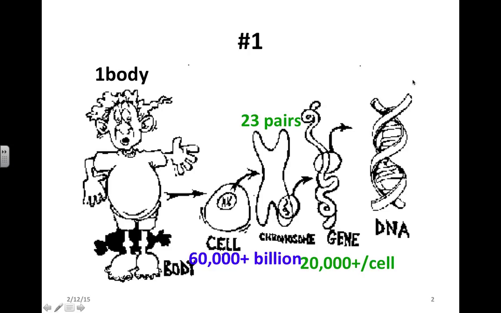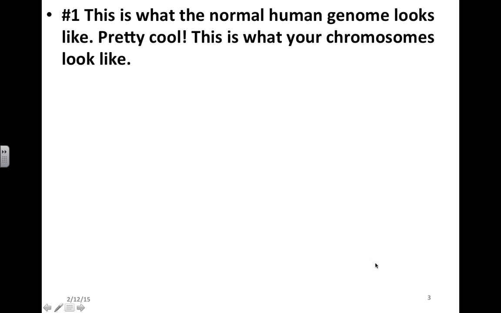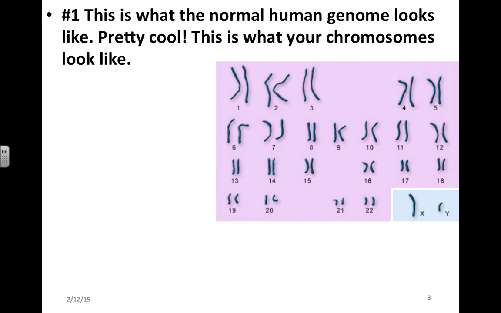In humans, we have 23 pairs for a total of 46 chromosomes in each one of the nuclei of our cells. And that means in this one cell would be over 20,000 plus genes per cell. So number one here, goal, this is what the normal human genome looks like, and it's pretty dang cool. This is what your chromosomes look like.